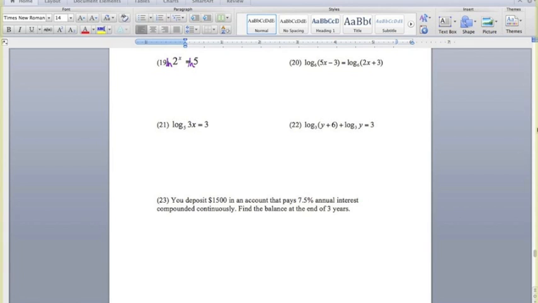Then we're trying to solve for x and it's stuck up in the exponent, but what can we do with an exponent inside of a log? We can move it to the front. So this becomes x ln of 2 equals ln of 5. And we're going to divide by the ln of 2 to get the x alone. Type it into the calculator carefully, closing the parentheses after that 5.